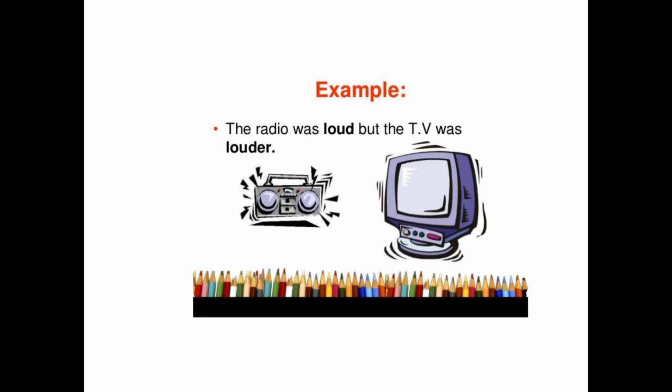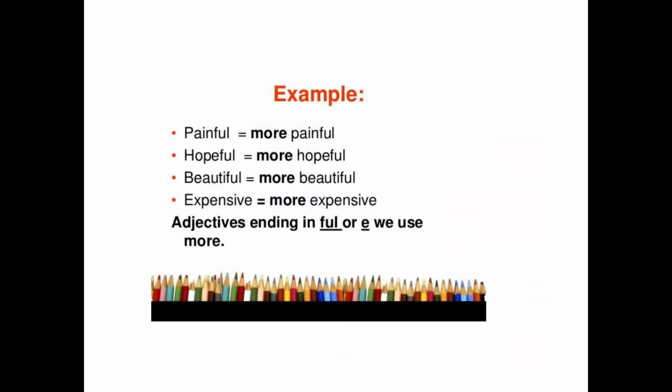So let's see some more examples. Now these words that you can see on the screen end with FUL or E. So this is the second rule when we make the change from positive to comparative degree, that adjectives that end in FUL or E, we use more. In order to change the words into their comparative forms, more is used. So painful becomes more painful, hopeful becomes more hopeful, beautiful becomes more beautiful, whereas expensive becomes more expensive.